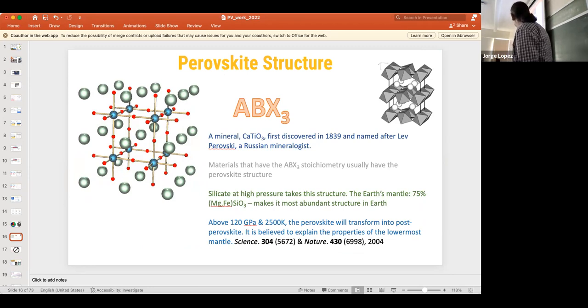And any material that has this stoichiometry is going to have some perovskite structure. So silicate, which is the magnesium silicon oxide, is about 75% of the material inside of the Earth's mantle. And this is what those guys are: either the magnesium or iron, and the silicon oxide in this kind of cell. Inside of the Earth, it goes to 120 gigapascals of pressure and 2,500 Kelvin temperature. And because of that pressure, it just gets deformed a little bit. So it's now called a pseudoperovskite, and it can explain the properties of the mantle of the Earth.